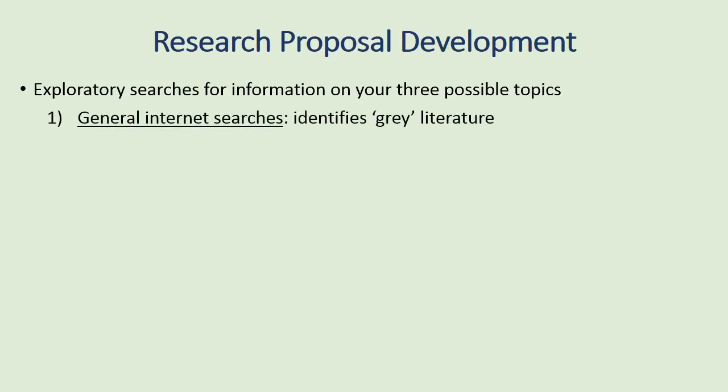Searching involves general internet searches, which will identify information from the gray literature, which includes information that is not peer-reviewed or published, but may still represent important information, especially because it can be more current than peer-reviewed journals.